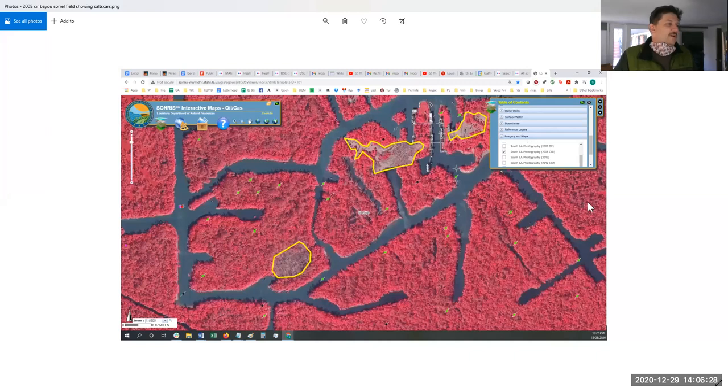Now I'm sharing a color infrared photograph from 2008. This seems to be a very low water year, because we're actually seeing gray color in the photograph. The National Wetlands Inventory indicated that all of this was shrub.